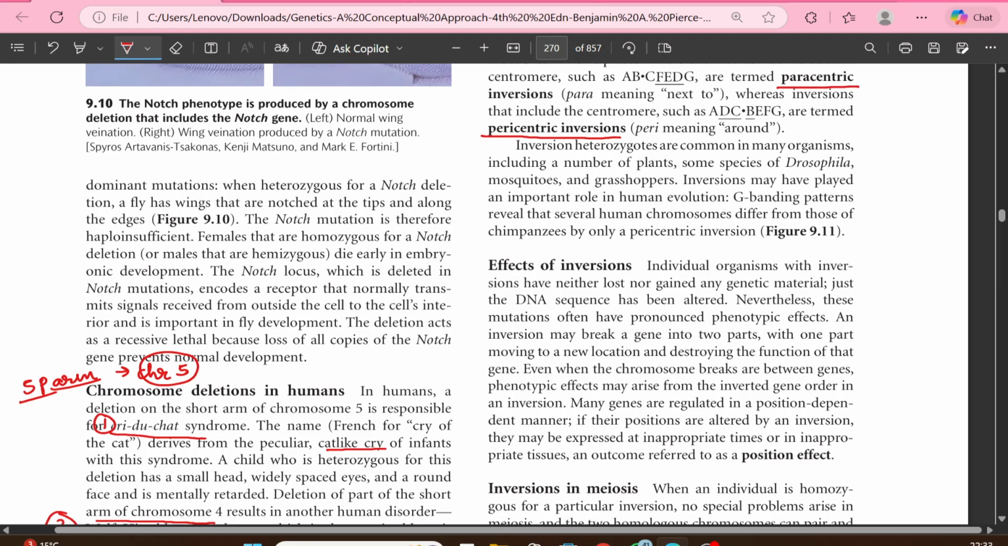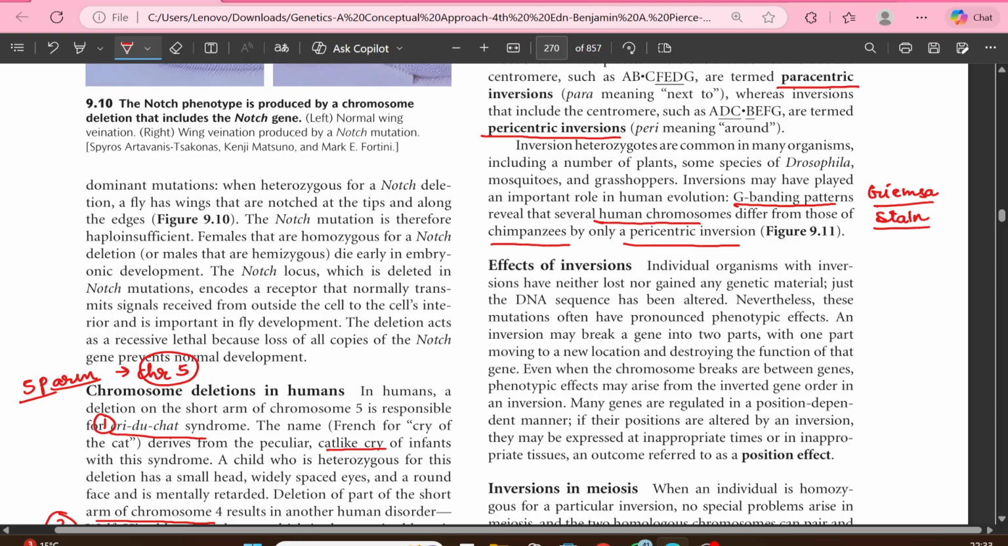Now there is the G banding pattern. In G banding we use the Giemsa stain to identify the banding patterns in the chromosomes, and G banding patterns have revealed that human chromosomes differ from chimpanzee chromosomes because of pericentric inversions, which involve the centromeres also.